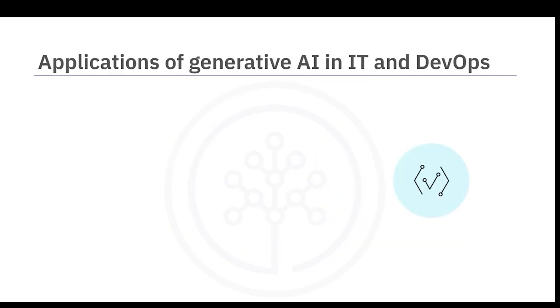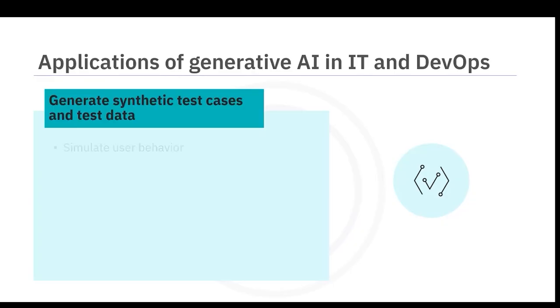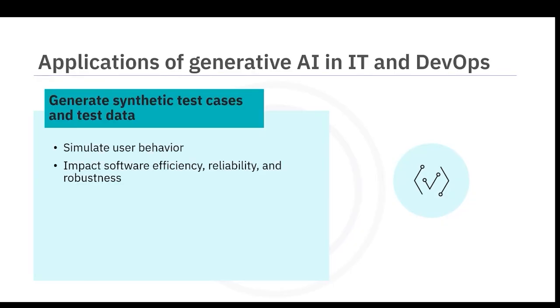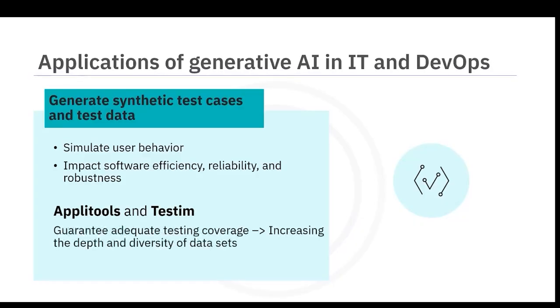Generative models generate synthetic test cases and test data that simulate user behavior. Variations in test cases impact software efficiency, reliability, and robustness. Tools such as Applitools and Testim guarantee adequate testing coverage by increasing the depth and diversity of data sets.